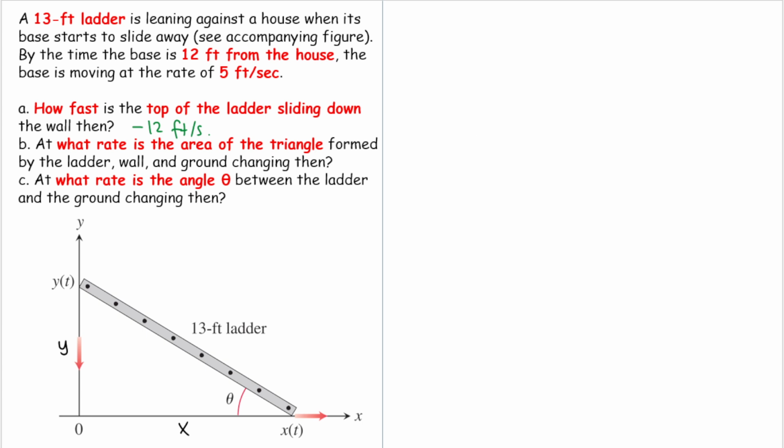Okay, for question B, we need to find the area of the triangle. What is the area of a triangle? Let's denote that as A here, and the area is 1/2 the base, so we will have x, multiplied by the height, which we will have as y. Then we need to find the rate of change, which is dA/dt.